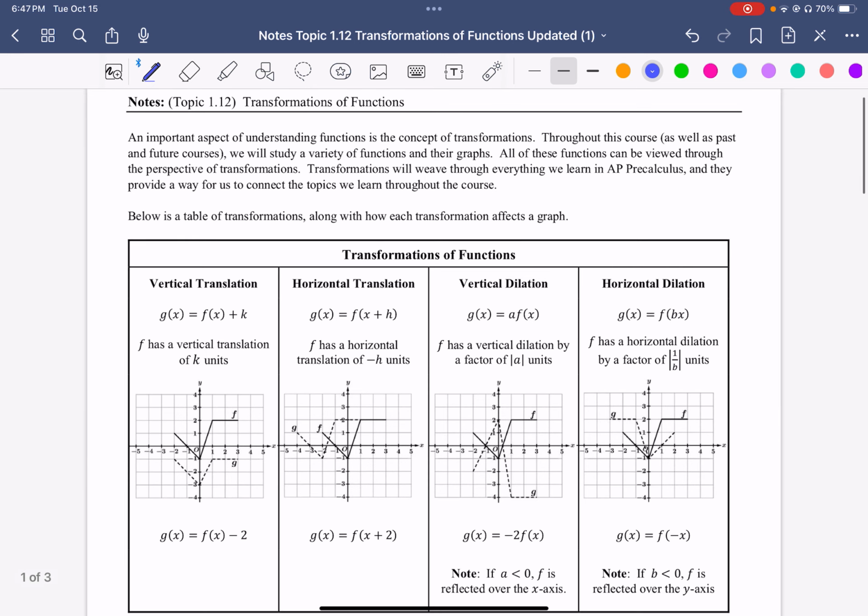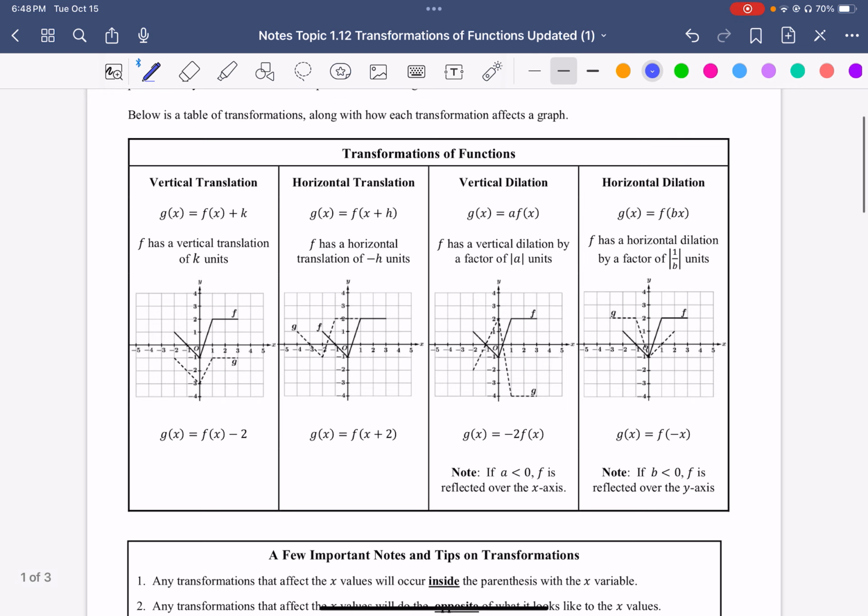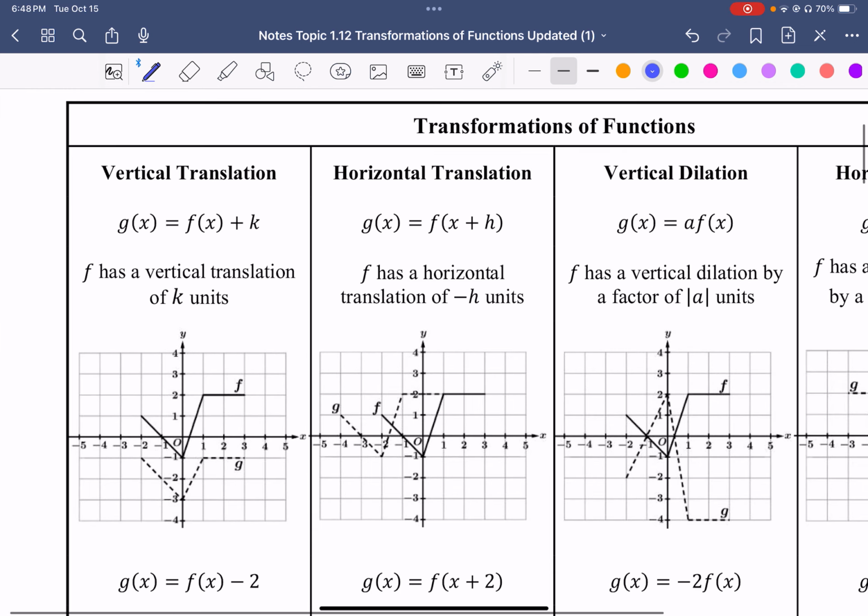Below is a table of transformations, along with how each transformation affects a graph. Let's start off with the vertical translations. Vertical translations are going to happen outside of the parentheses, represented by the letter k, and it'll be shifted up or down exactly k units. So if it says +5, you're moving up 5. If it says -3, you are moving down 3 units, okay?